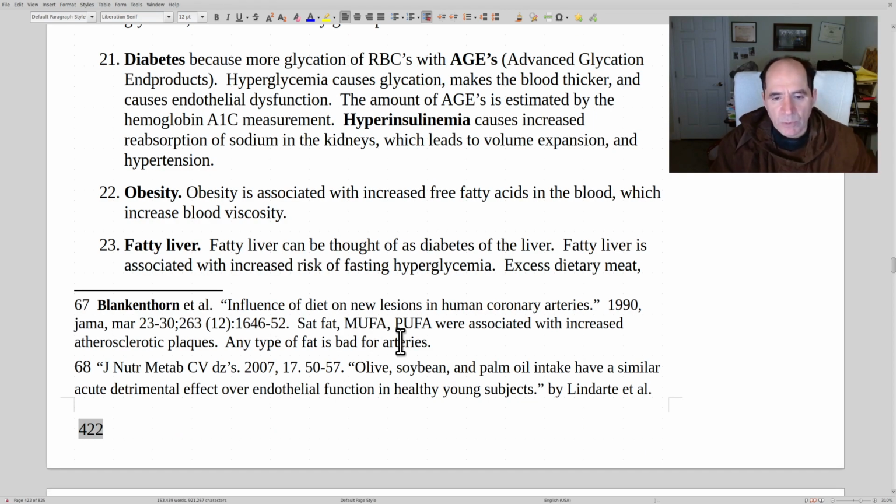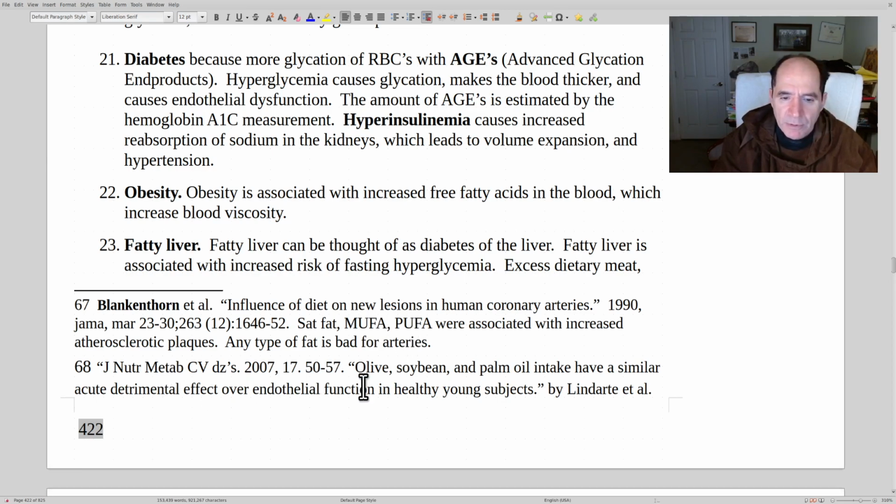Blankenhorn basically showed that whatever fat it was, they all caused more atherosclerosis. It didn't matter which type of fat. All of the fats were bad for atherosclerosis. Saturated fat, MUFAs, monounsaturated fatty acids, that's like olive oil, and PUFAs, polyunsaturated fatty acids, things like omega-3s and omega-6s.